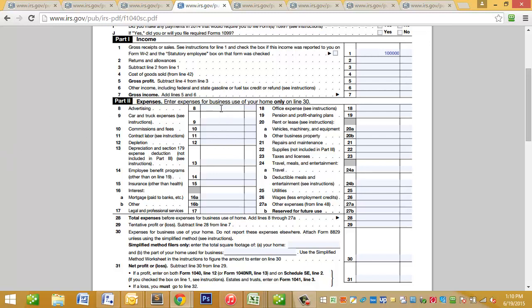And that could be advertising, it could be salaries, it could be mortgage that you paid on a building that you own, legal and professional services like bookkeeping or attorney fees, office expenses. There's a line for rent here, rent or lease of vehicles, machinery, and equipment.